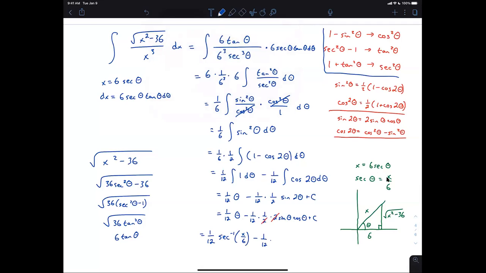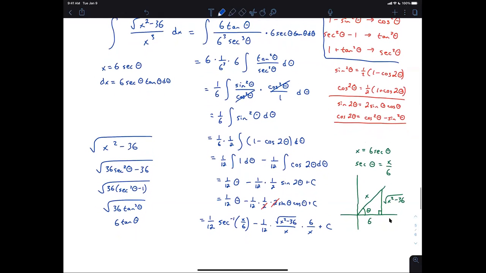And then sine theta, you read off of the triangle, that's y over r, or opposite over hypotenuse. So it's the square root of x squared minus 36 over x. And then cosine is adjacent over hypotenuse, or x over r. So it's 6 over x.